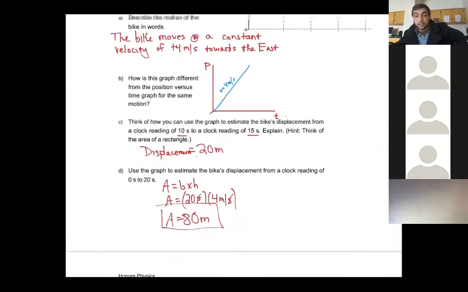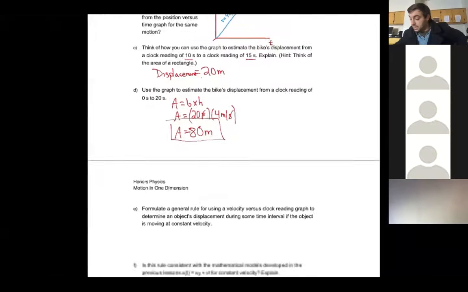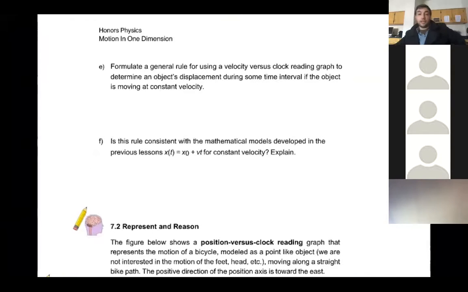I've seen you guys calculate displacement from the area under the curve. I don't feel the need to spend too much time on that, especially with how much we have to get to today. Formulate a general rule for using a velocity versus clock reading graph to determine an object's displacement during some time interval if the object is moving at a constant velocity. And all we do there, guys, is take the area under the curve for whatever time parameters we're given. I think we're pretty good on that.